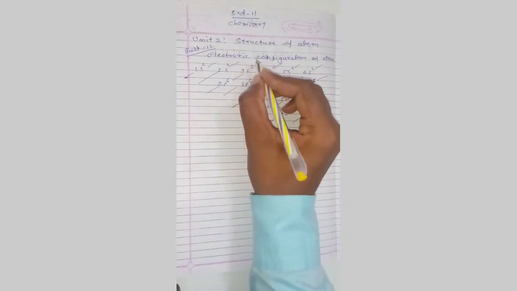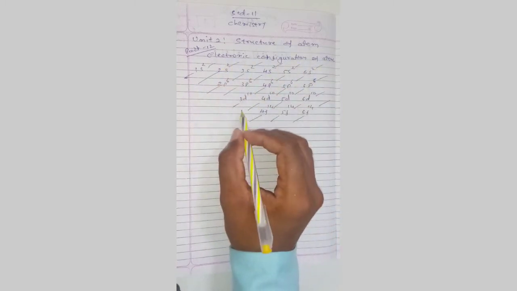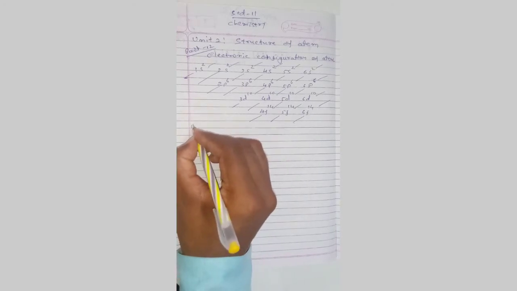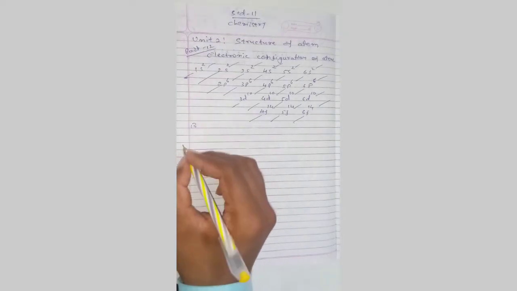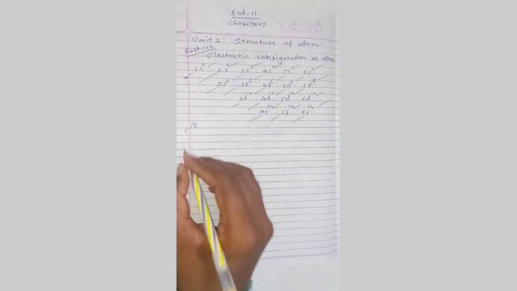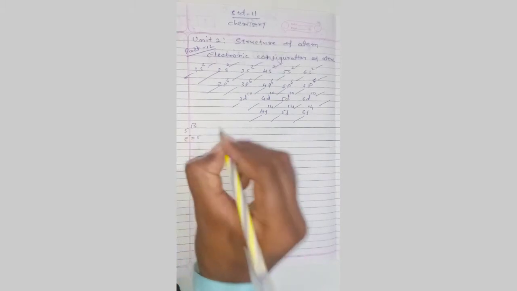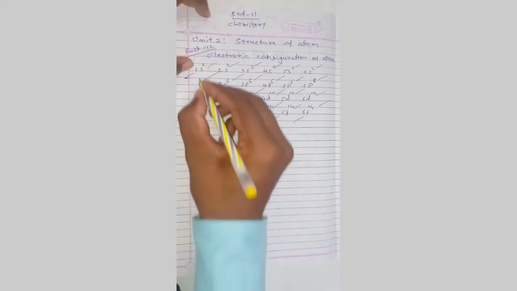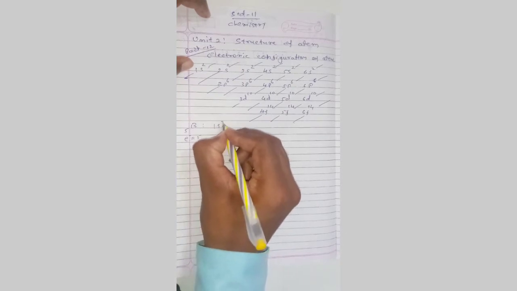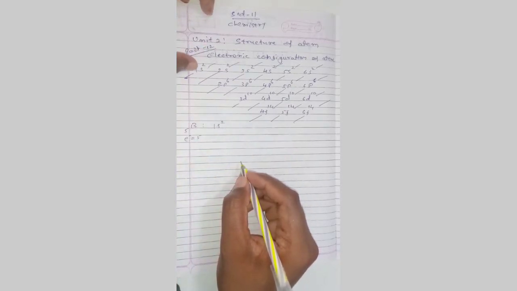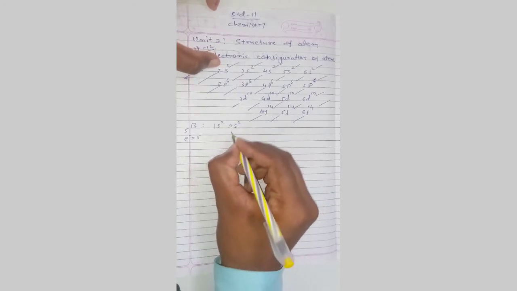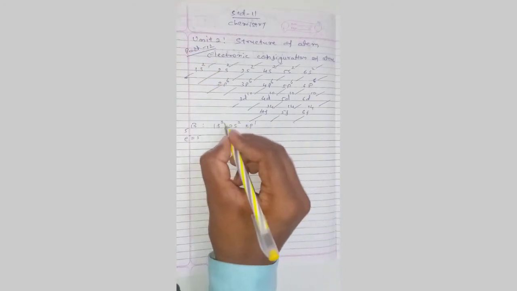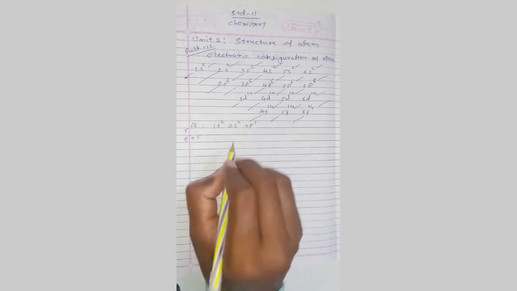Today's topic is the continuation of electronic configuration of atoms. Last time we discussed the electronic configuration of beryllium. Now let's see the electronic configuration of boron. Its number of electrons is 5. As per the Aufbau principle, electrons first enter the lowest energy level orbital. So 1s2, then 2s2, and the remaining one electron enters the 2p orbital. Total number of electrons: 2 plus 2 is 4, plus 1, equals 5.